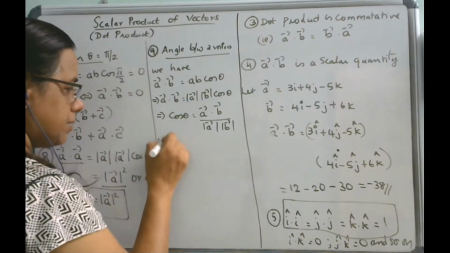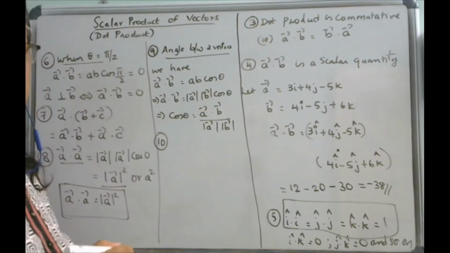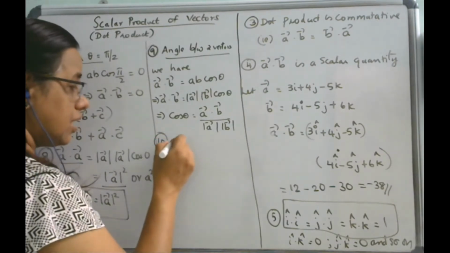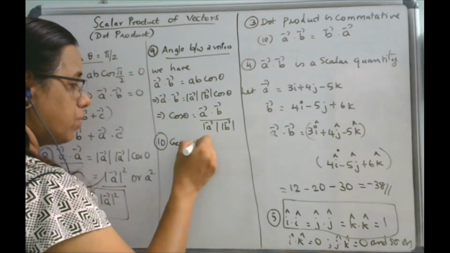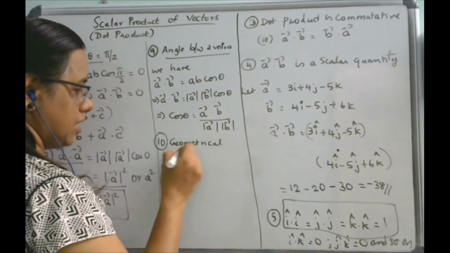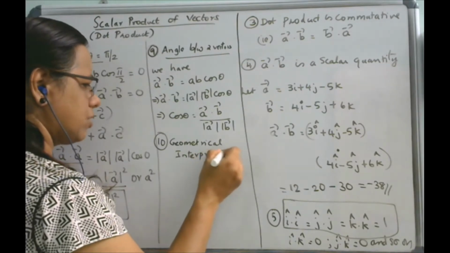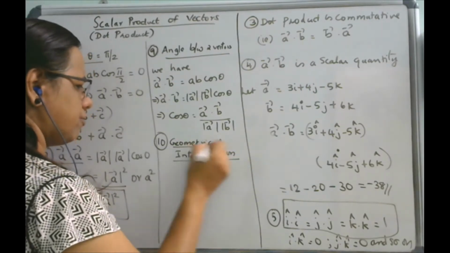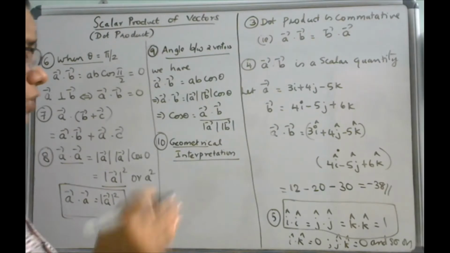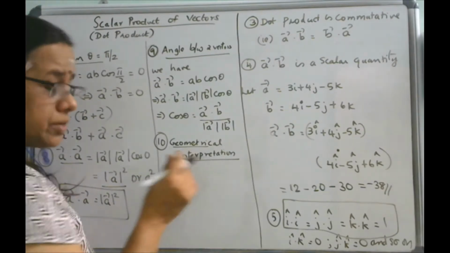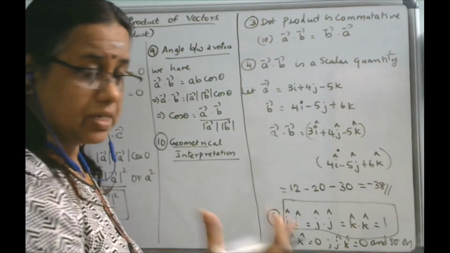Now property number 10, that is another important property, that is the geometrical interpretation. What does this dot product represent geometrically? The proof is clearly given in your textbook. You can go through that because the proof is not needed for studying this. We need only the formula. Geometrical representation of A dot B. What does it geometrically represent?